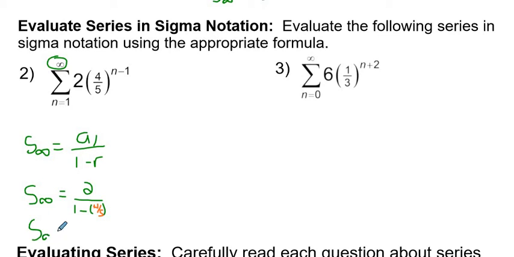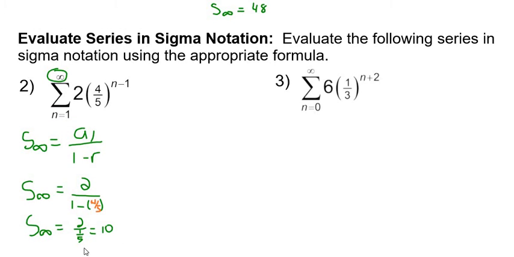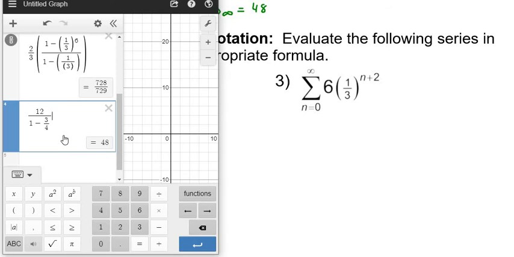This would be S infinity is equal to 2 over 1 minus 4/5, which is 1/5. So that would come out to 10. So you can type those in, and maybe if it was complicated, I will too. But when it's really simple like that, again, I'll just type it in for you.